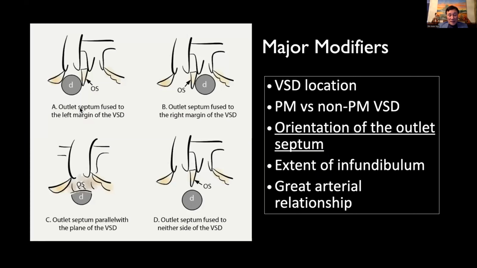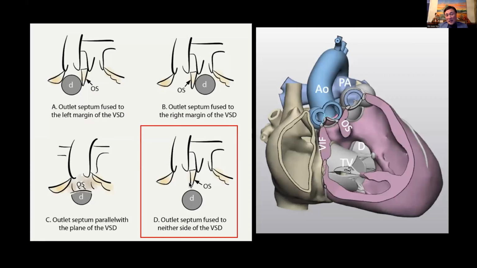So the last category is the remote one, like this. Here you can see the VSD is very inlet. The evidence for why this is a septal leaflet of the tricuspid valve is that it goes all the way down. And then the outlet septum is here, dividing the subaortic and subpulmonary outflow tract, and the VSD is remote from the aortic valve, and the VSD is remote from the pulmonary valve.